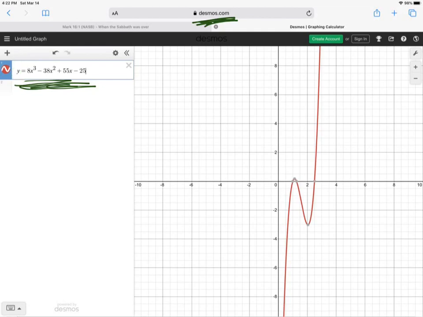Y equals 8x cubed minus 38x squared plus 55x minus 25. And then automatically Desmos graphed it. It just does it automatically as you type it in. Super easy to use. And I grabbed just a snapshot. I think I just went like that on my computer and just took a snapshot and put it next to the question.